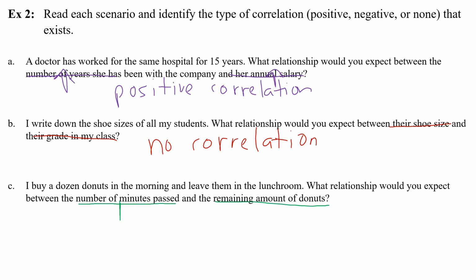So the number of minutes passed will increase, and then what's going to happen to the donuts? So I buy a dozen donuts, so I bought 12. As time happens, I'm assuming either I eat them or someone's going to come in the lunchroom and also eat them. So however many donuts is left is going to decrease. When X increases and Y decreases, that's what we call negative correlation. Okay, and that was it for part 2.